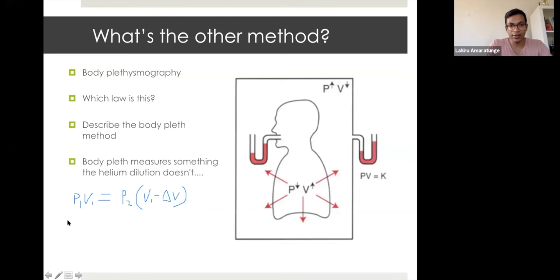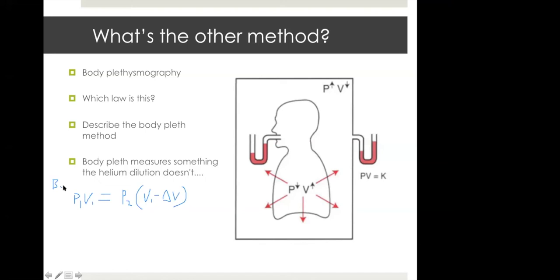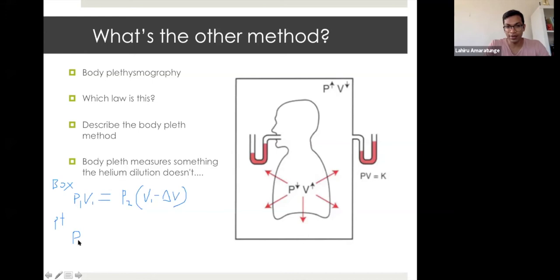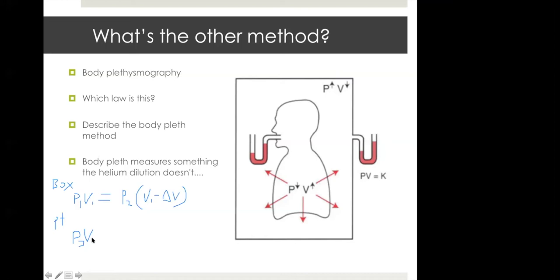Great. Keep going, Annie. And then for the patient, you measure the pressure at the mouth where that tube is. There is a little pressure transducer that can measure the mouth pressure. Before the inhalation, you have P, let's call it P3. And then you have a volume, which can be any volume. It can be residual volume if you ask them to exhale all the way to the residual volume, or functional residual capacity, depending on what they're doing.